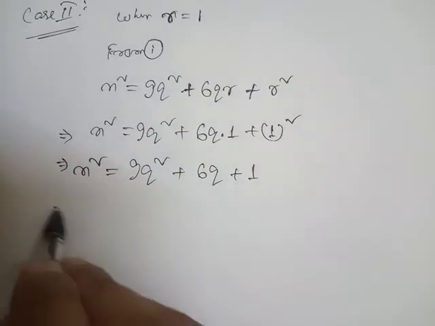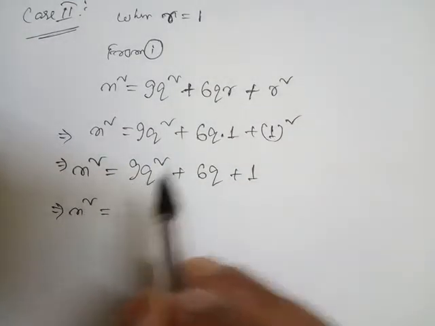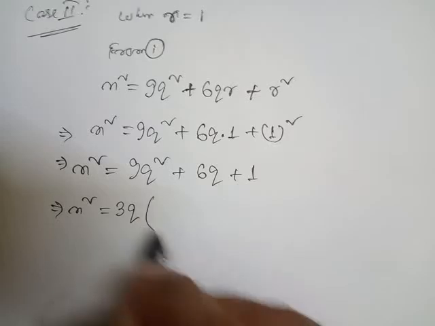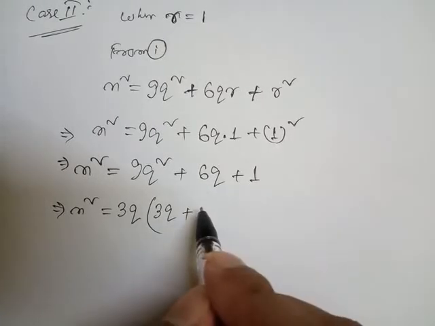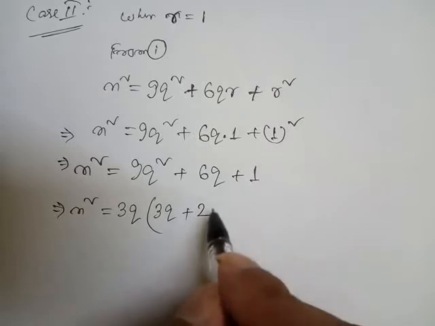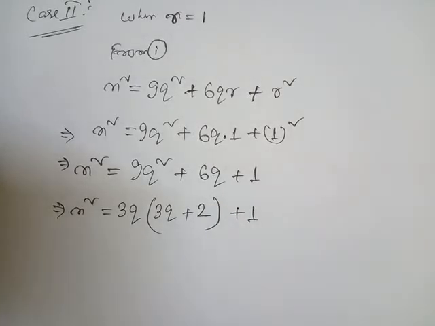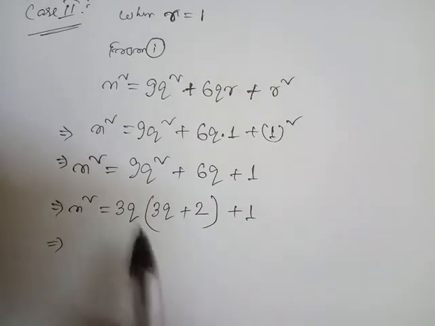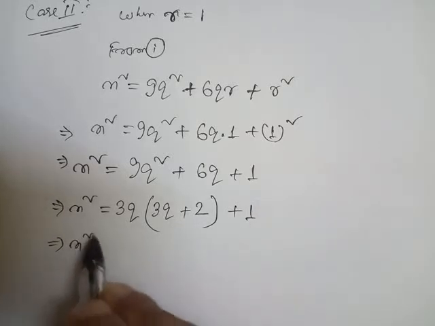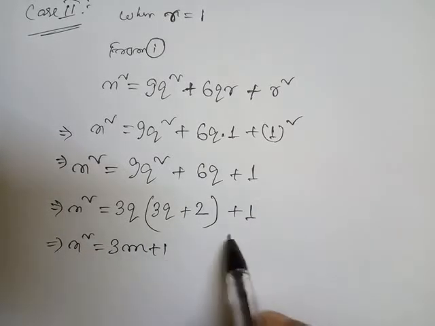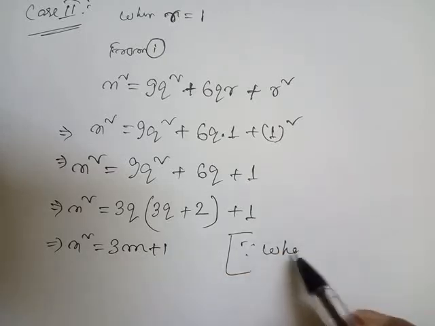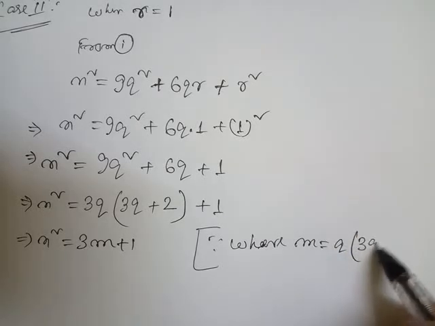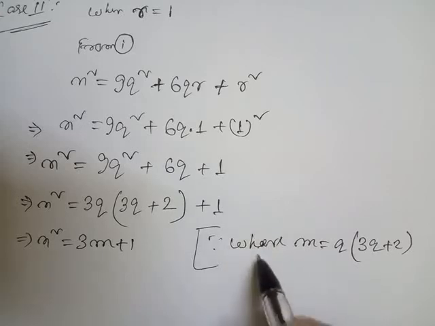Now after that, n square equal to 9q square plus 6q plus 1. If I take 3q common from here, there will be 3q into 3q plus 2, plus 1. Look here, student, one more thing: 3 into 3 is 9, q into q is q square, and 3 into 2 is 6q. Now in place of this value, n square equal to 3m plus 1, where m equal to q into 3q plus 2 is an integer.